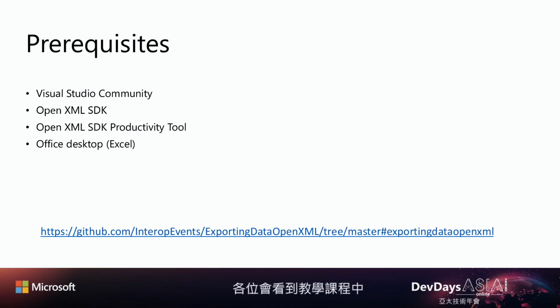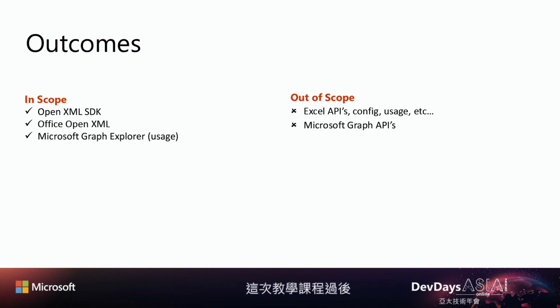Some of the prerequisites that you'll see already in the module listed in the tutorial modules are that we use Visual Studio, Community Edition is fine, the OpenXML SDK, the productivity tool, and the Office Desktop Excel application. So what I'd like to have as an outcome for you is for you to have some familiarity after this with the OpenXML SDK, see it in use, and then the Office OpenXML file format, which is what the SDK manipulates, and then the Graph Explorer for creating data.